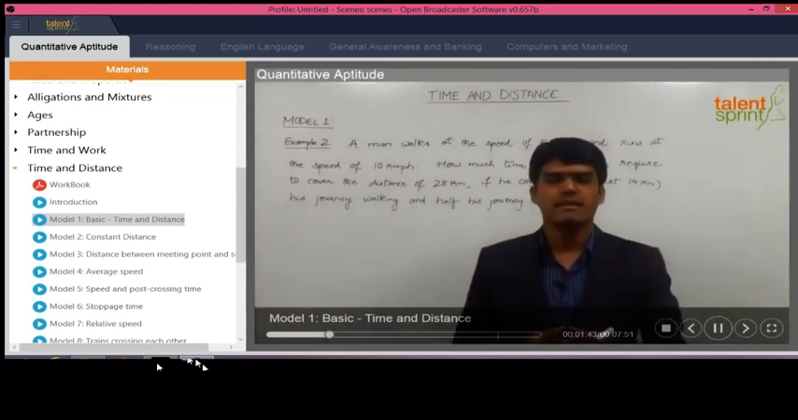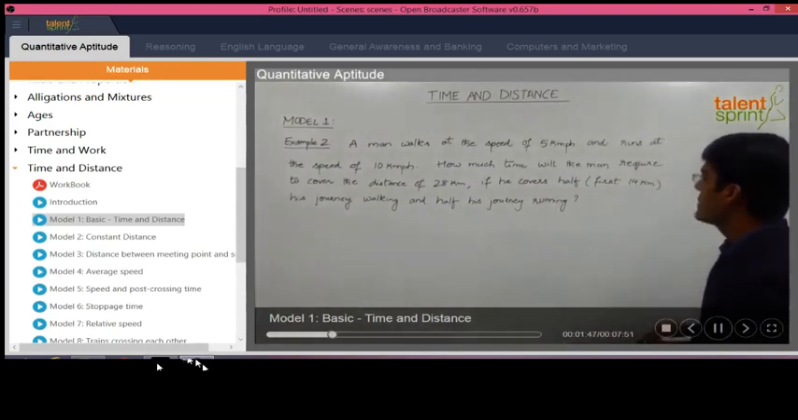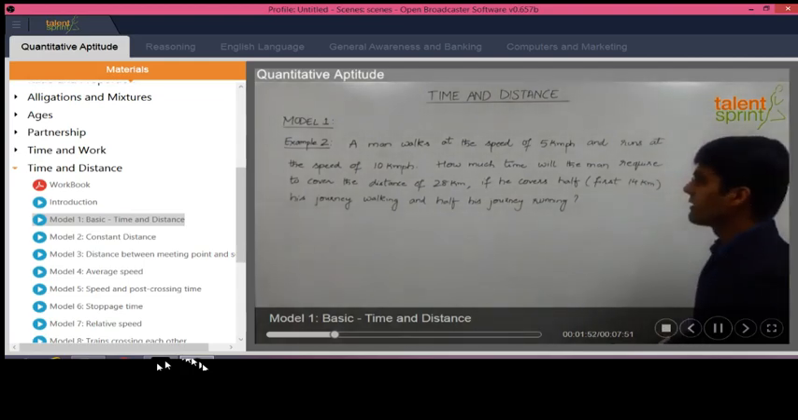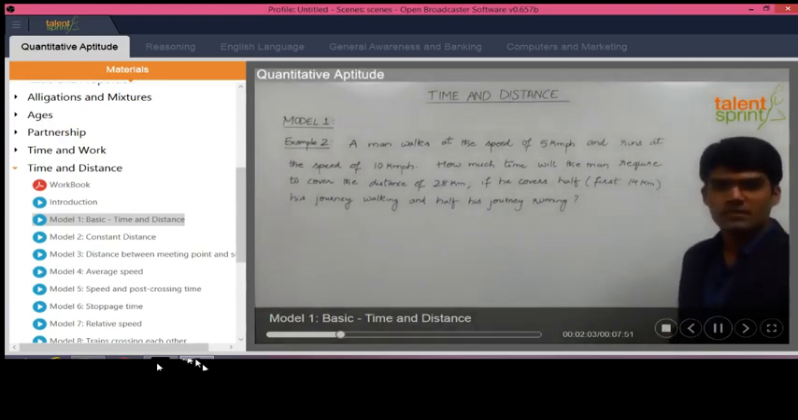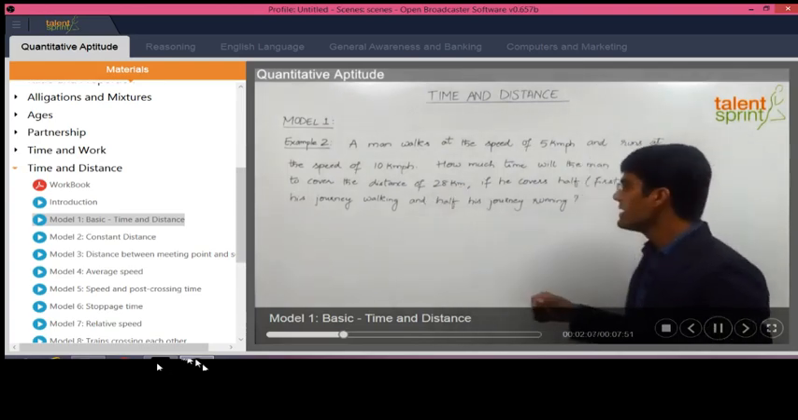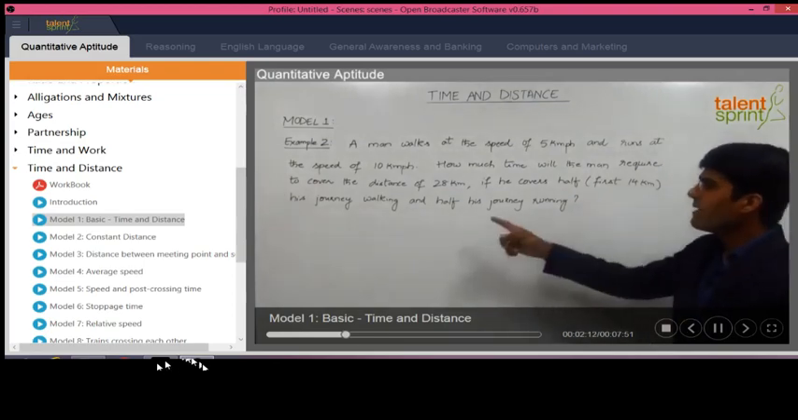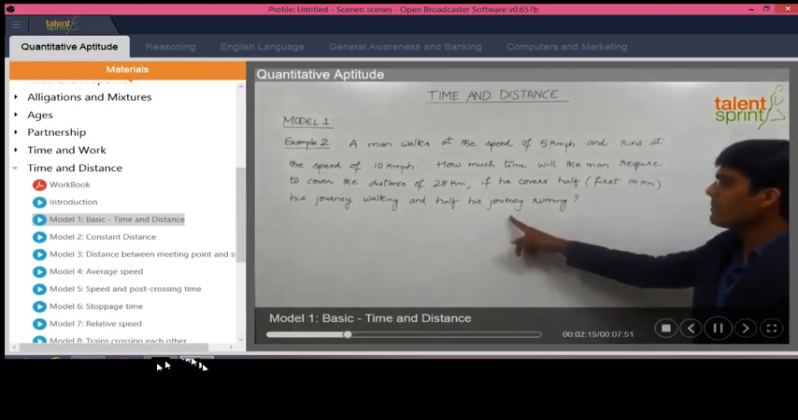Let us now take another example from model 1. The question here is, a man walks at the speed of 5 kilometers per hour and runs at the speed of 10 kilometers per hour. How much time will the man require to cover the distance of 28 kilometers if he covers half of his journey walking and half his journey running? So as given in the question, the total distance to be covered is 28 kilometers and the man covers half of his journey, that is first 14 kilometers by walking and the remaining 14 kilometers by running.